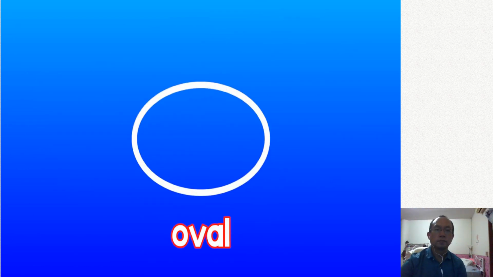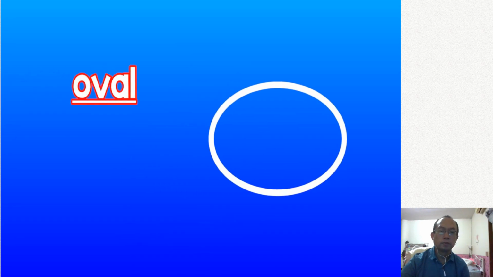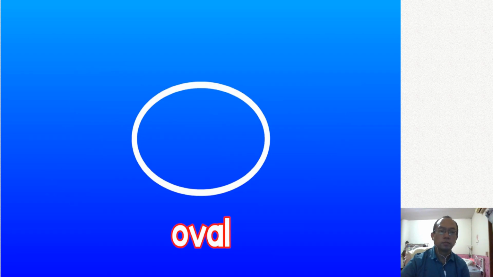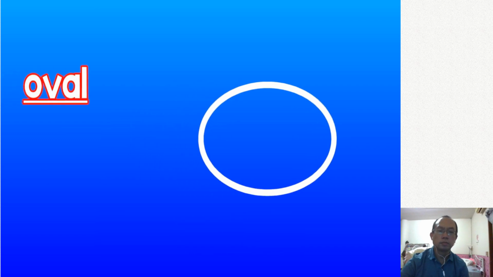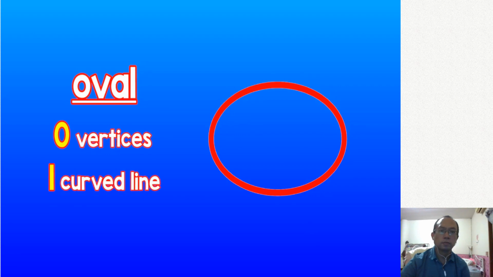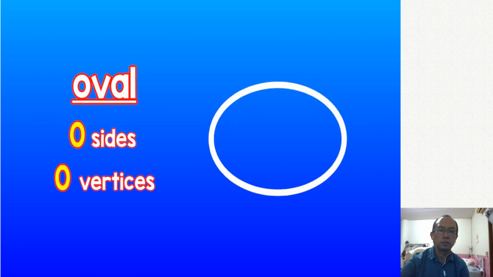This is an oval. Let's move and count the sides of an oval. An oval has 0 sides, but has 1 curved line. Let's move and count the vertices of an oval. An oval has 0 vertices, but has 1 curved line. An oval has 0 sides and vertices.